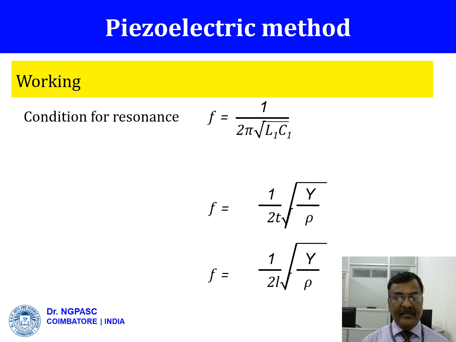The EMF generated in the inductor L2 is fed to the transistor, and the input given to the transistor is amplified and fed to the collector circuit. The EMF fed to the collector is induced in the coil L3 by means of transformer action. The EMF generated in L3 is fed to the piezoelectric crystal by means of the plates A and B.